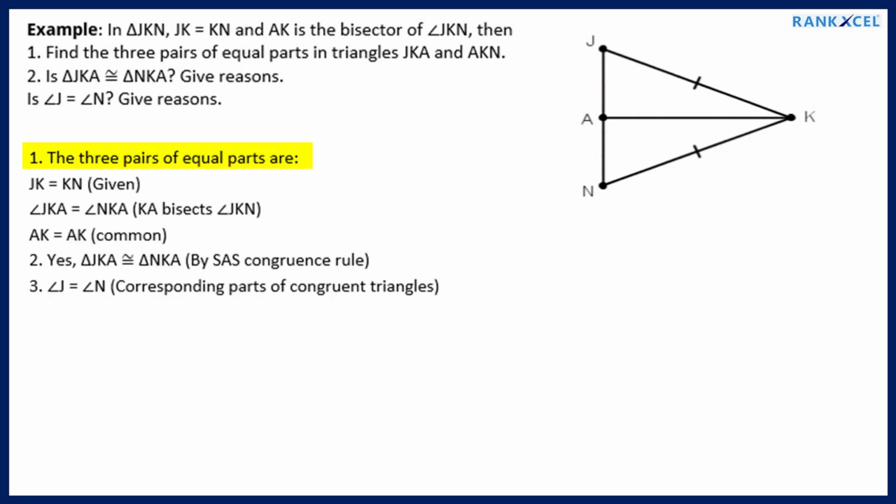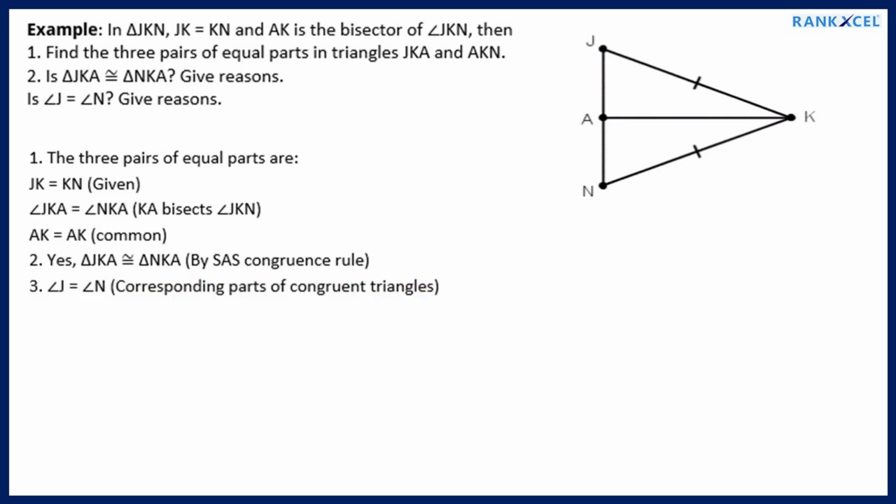1. The 3 pairs of equal parts are: JK equals NK, given; angle JKA equals angle NKA, as KA bisects angle JKN; AK equals AK, common. 2. Yes, triangle JKA is congruent to triangle NKA, by the SAS congruence rule. 3. Angle J equals angle N, corresponding parts of congruent triangles.